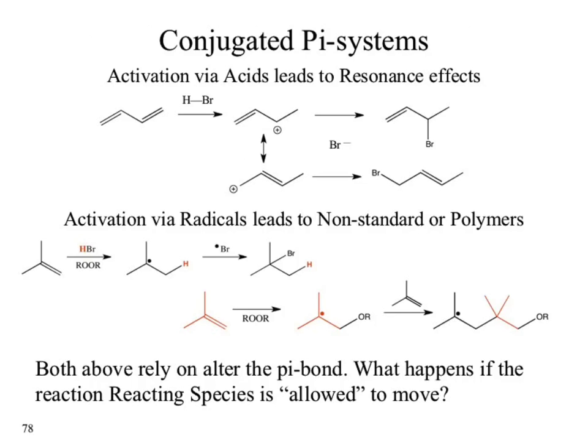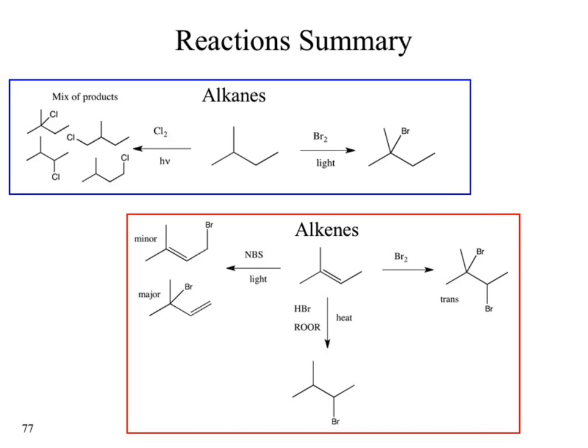Okay. Conjugated pi systems, we've already talked about those outside of the context of radicals. Right? Also Diels-Alder has a conjugated pi system. That's why there's that online video that you are responsible for watching.